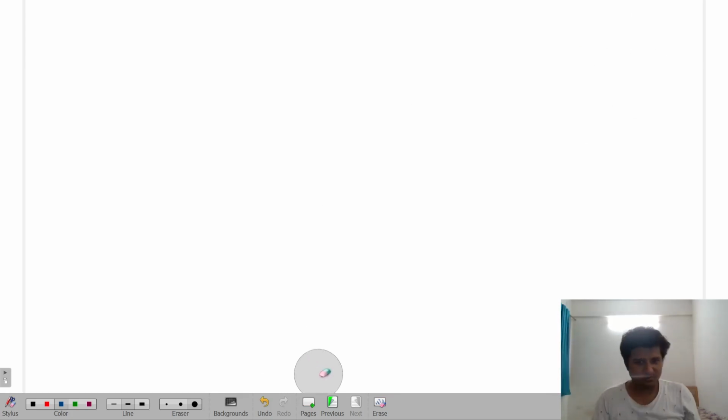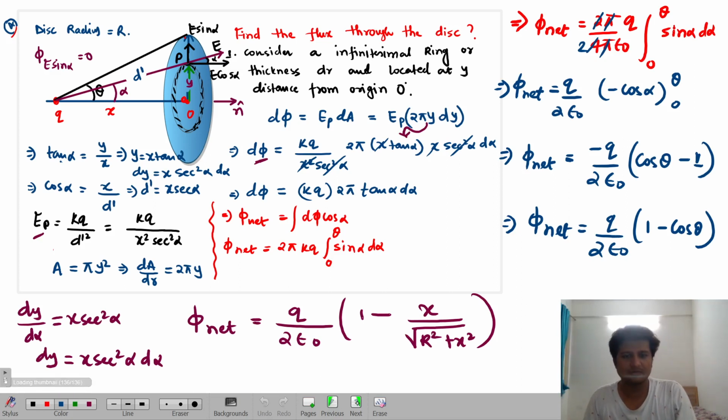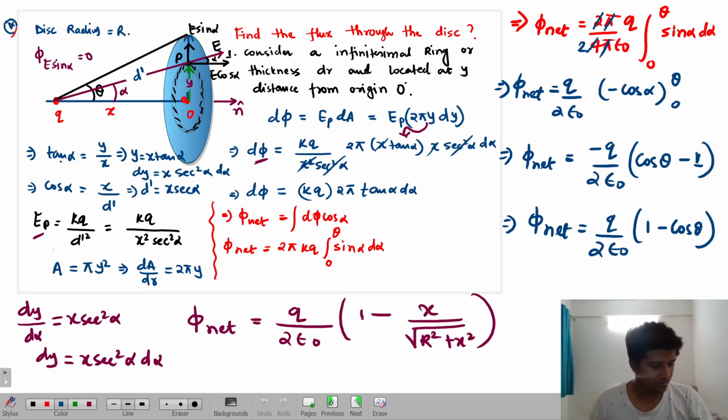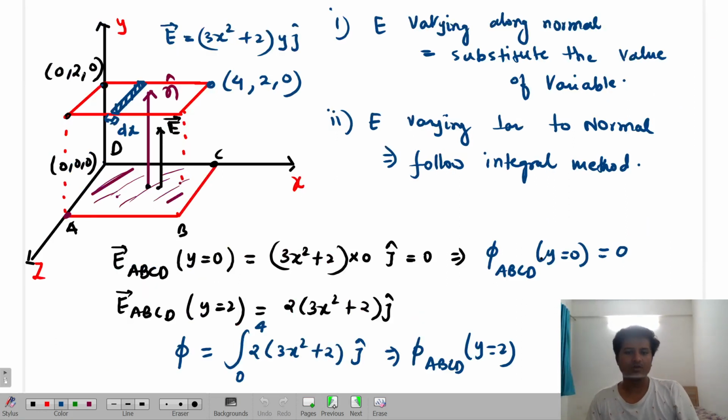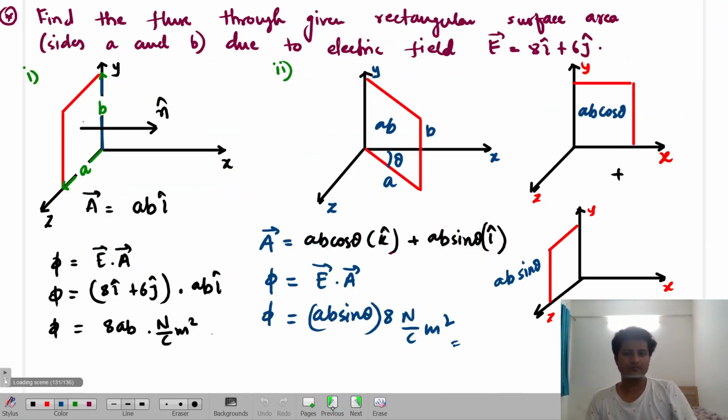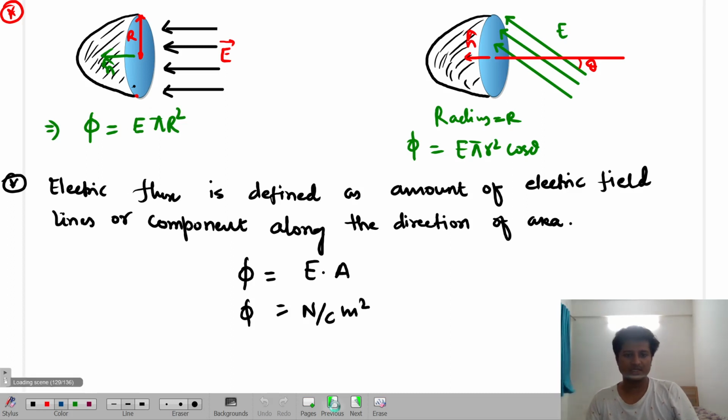So this can be the toughest question which can be asked to you in terms of flux or something like that. Is that clear? Okay, so we've calculated, we got to know how to find the flux for the given electric fields. We did so many cases.